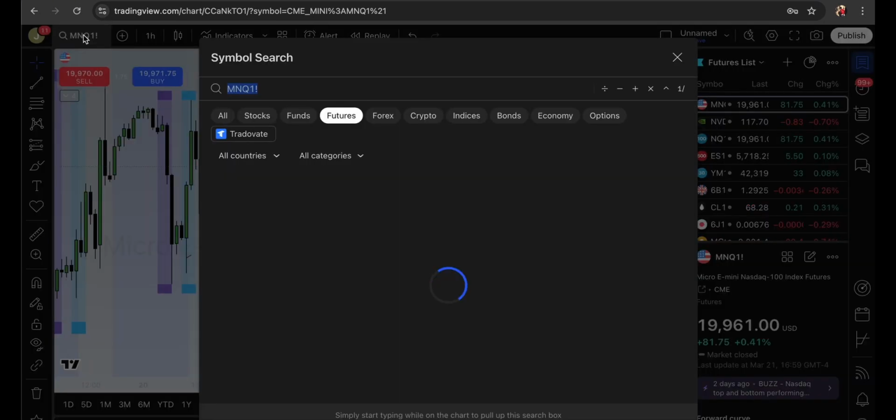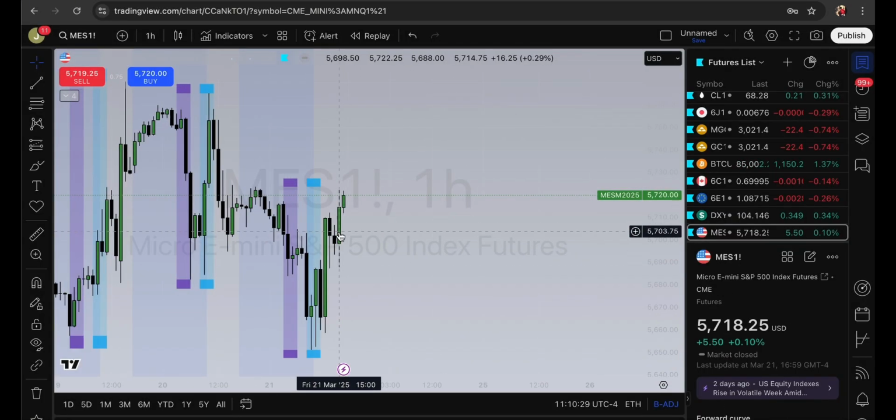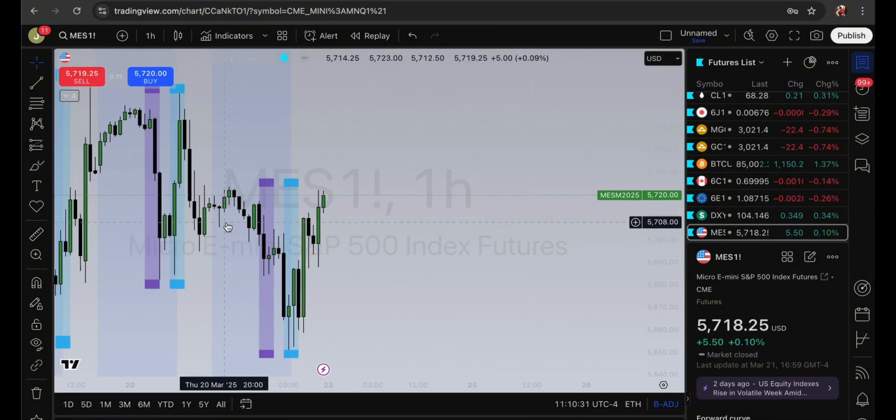And you'll do the same thing for ES as well. Type in MES, micro mini, CME, just click on that, and now you're on the micro ES chart.